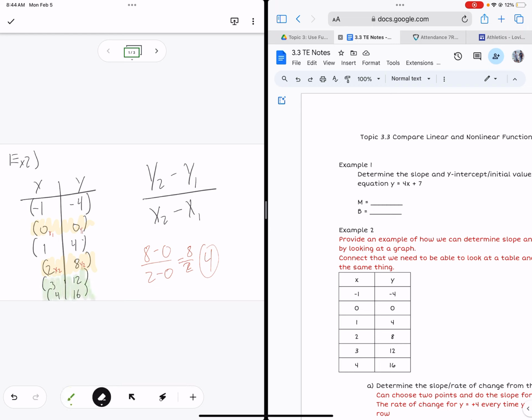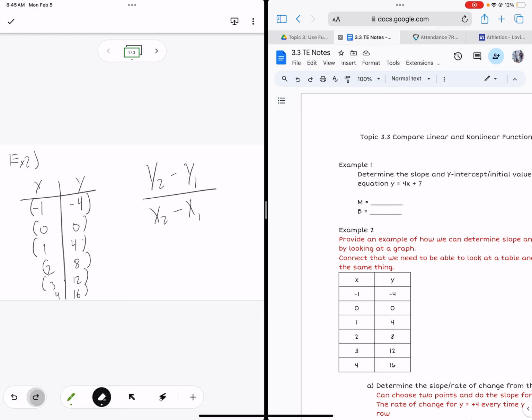I could use the bottom 2 points, which would be 16 minus 12 over 4 minus 3, and that would be 4 over 1, and that equals 4. So the point I want to show you guys is that to find the slope, you can use any point that you want. It doesn't have to be the two, one on top of the other. You could just choose 2 points, make one your 2s, make one your 1s, and you can find slope using whatever you want. So I know right here, using my slope formula, that my slope is 4.